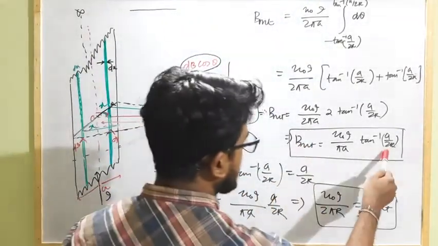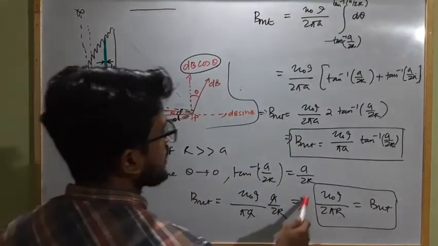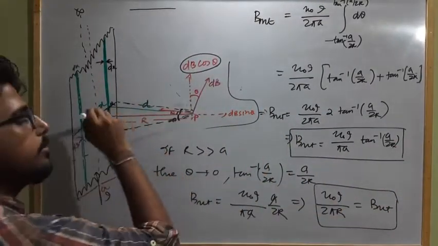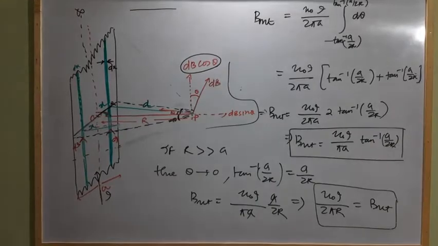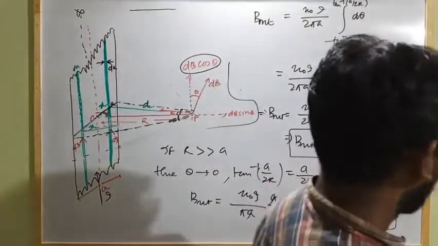So this is the expression in general. If r is greater than a, how will this behave? This sheet will behave as an infinite long straight conductor. Clear? So this is all about the question that I am solving here.